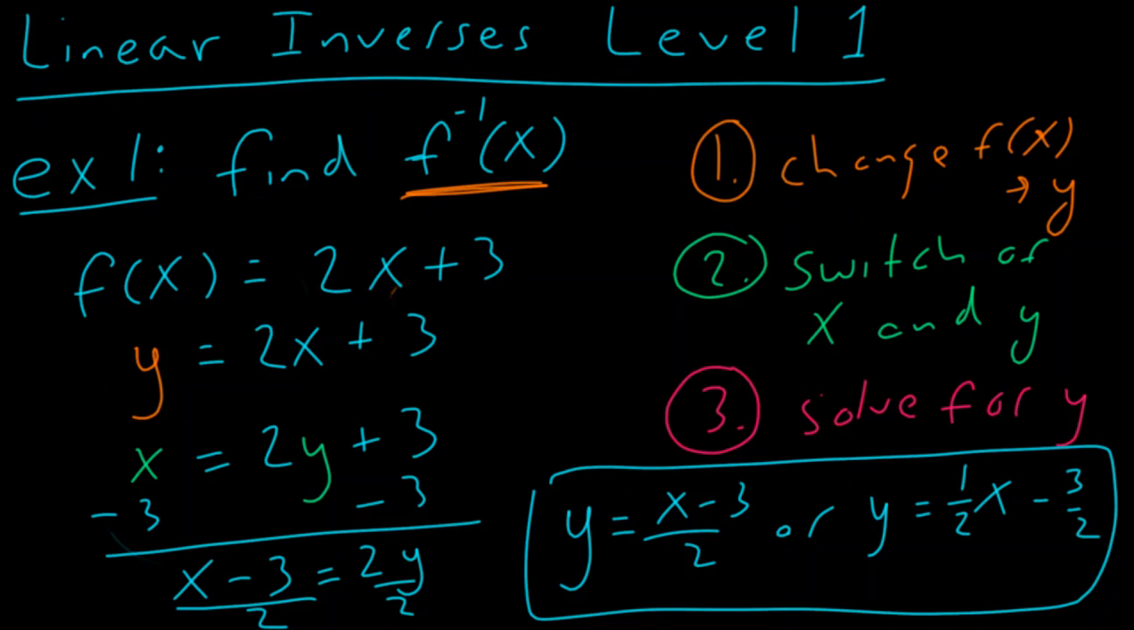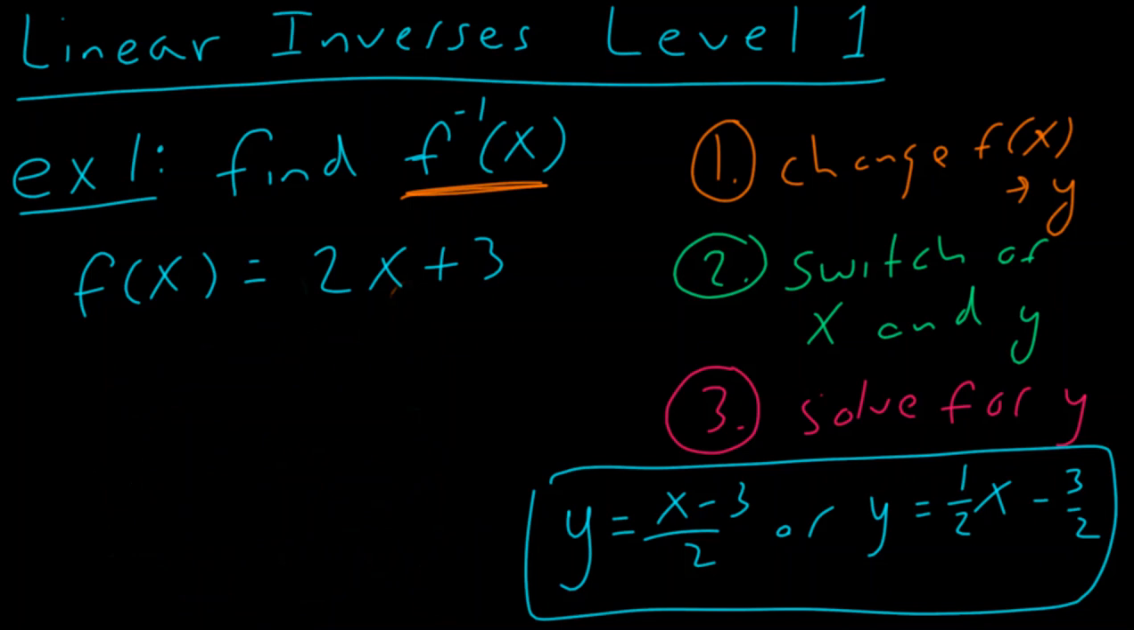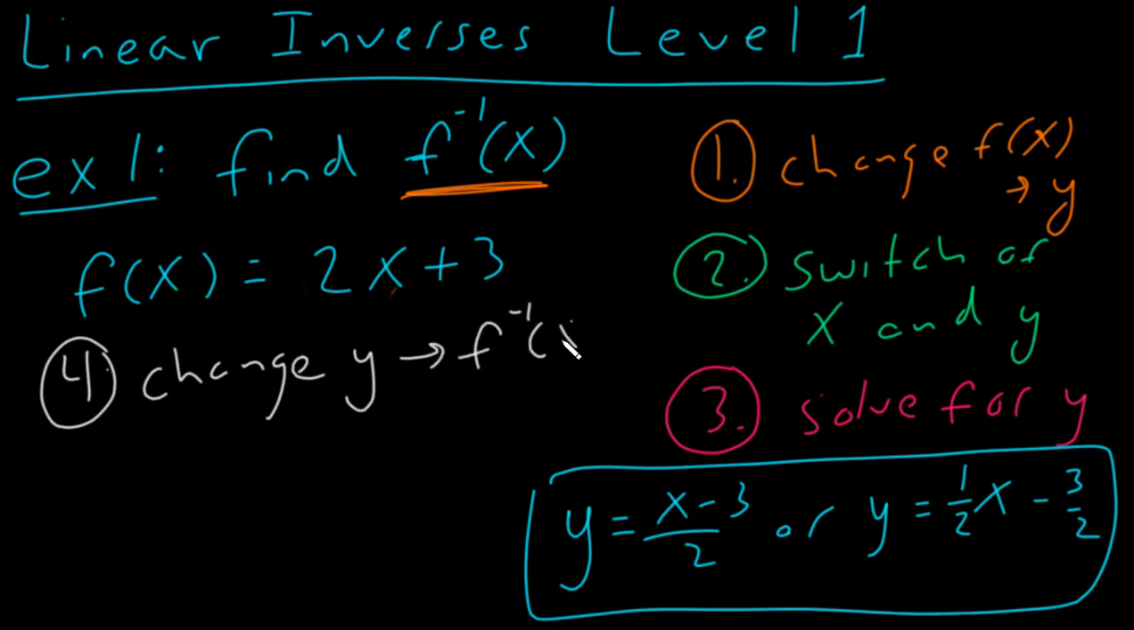Alright, I want you to pause the video and finish taking notes, but more or less there's one final step. And here's our final step. Step number 4. Change y to f inverse of x. And so I'd say I have my f inverse of x is equal to 1/2 x minus 3 over 2.